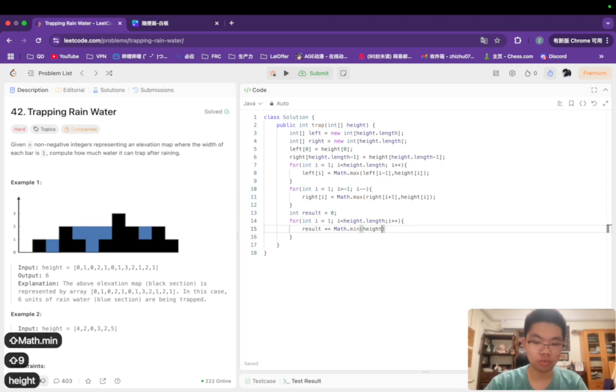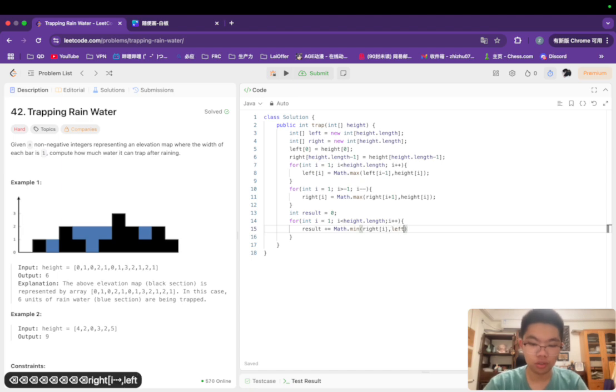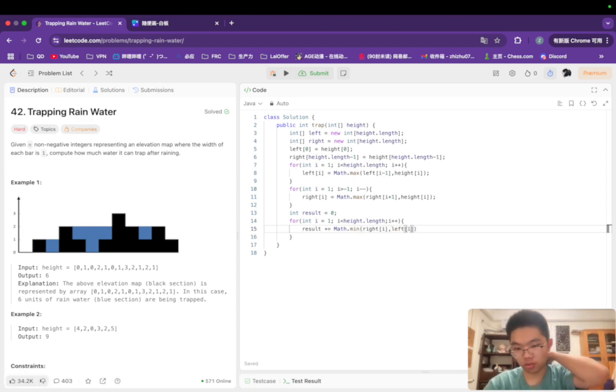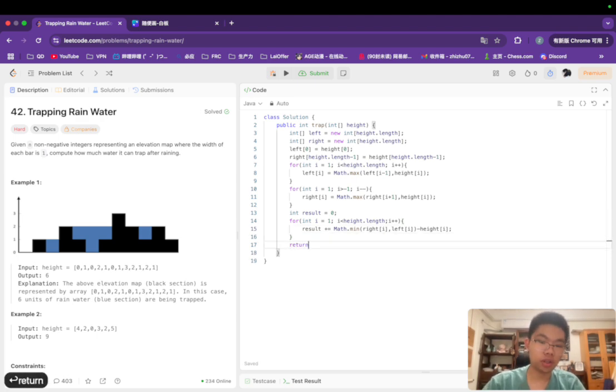the minimum, so the smaller one from the two values retrieved from the two arrays, and then it needs to be subtracted by the height of this position, and I think this will give us the right result. Let's see.